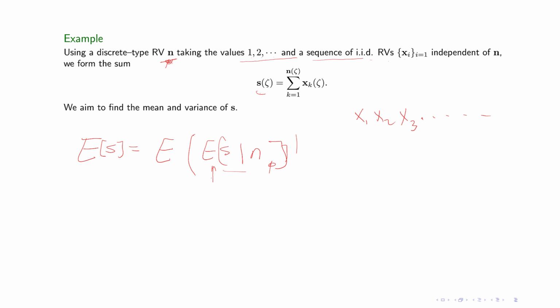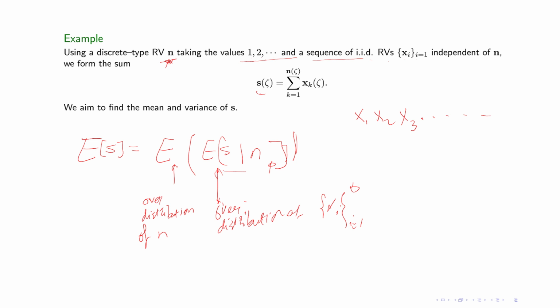This expectation is over the distribution of, let's say, f of x1, x2, etc., and this one is over the distribution of n, over the sequence i equal 1 to infinity. So we do it in two separate steps, and this is the only way.